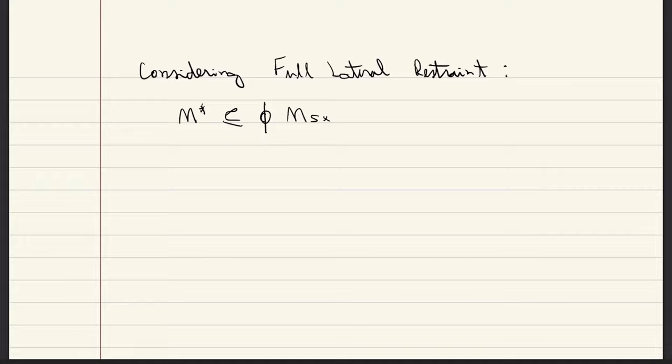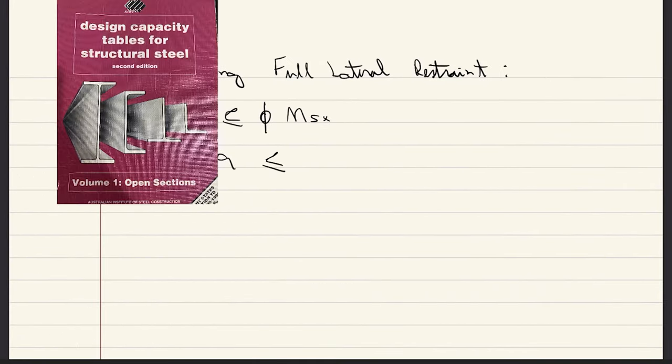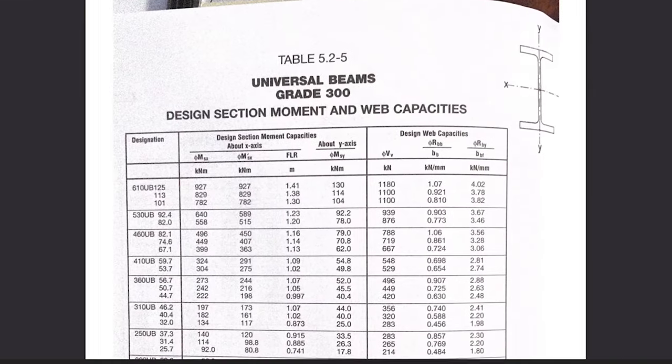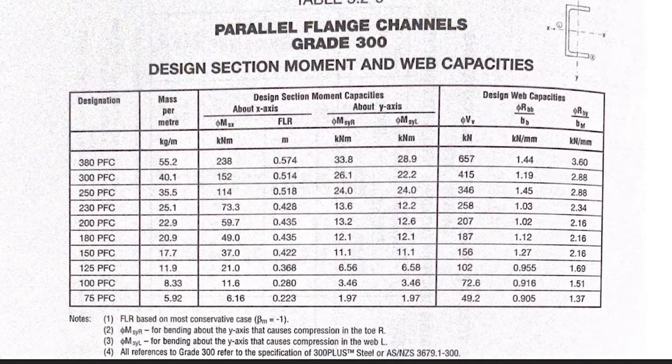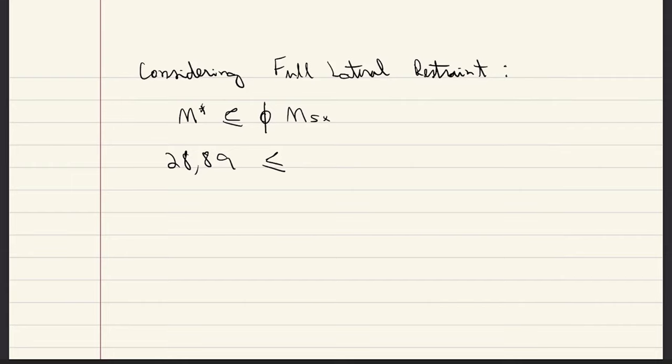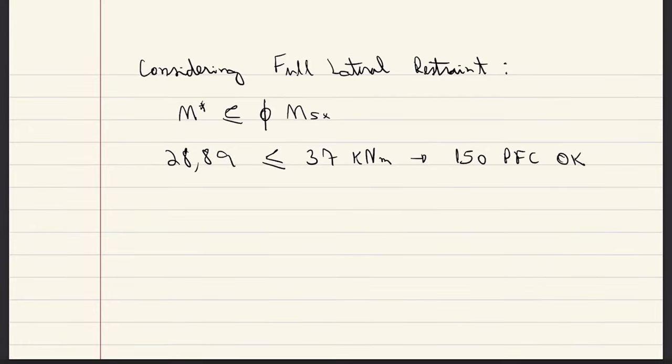In order to find the moment capacity of the beam, we will consider it as fully laterally restrained by the joists. And by doing so, we can utilize the design section moment capacity phi MSX found in this red book. I will explain a little bit more about lateral restraint at the end of the video. So the 150 PFC has a section capacity of 37 kilonewton meters, which is way over what we need.